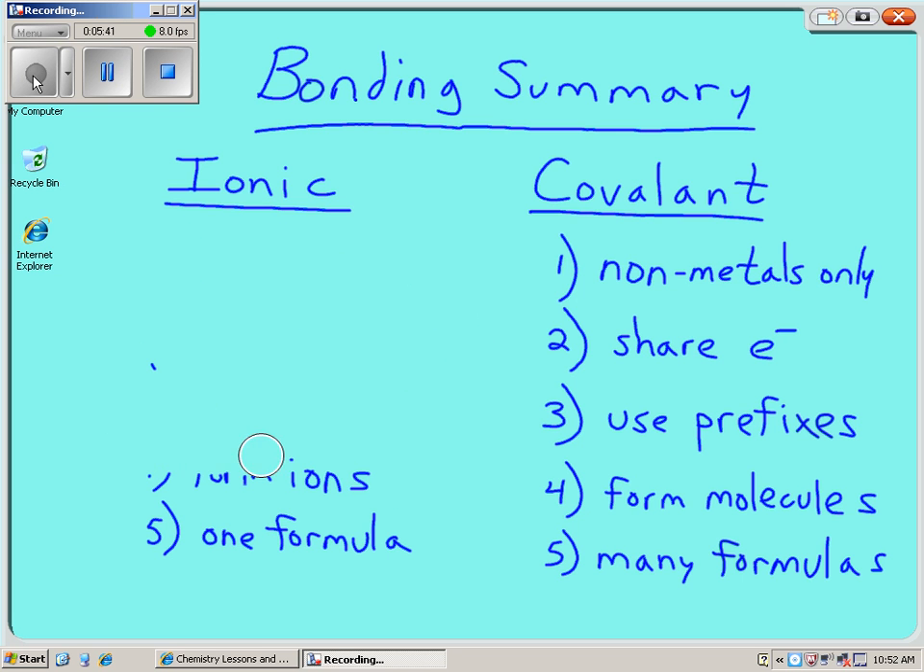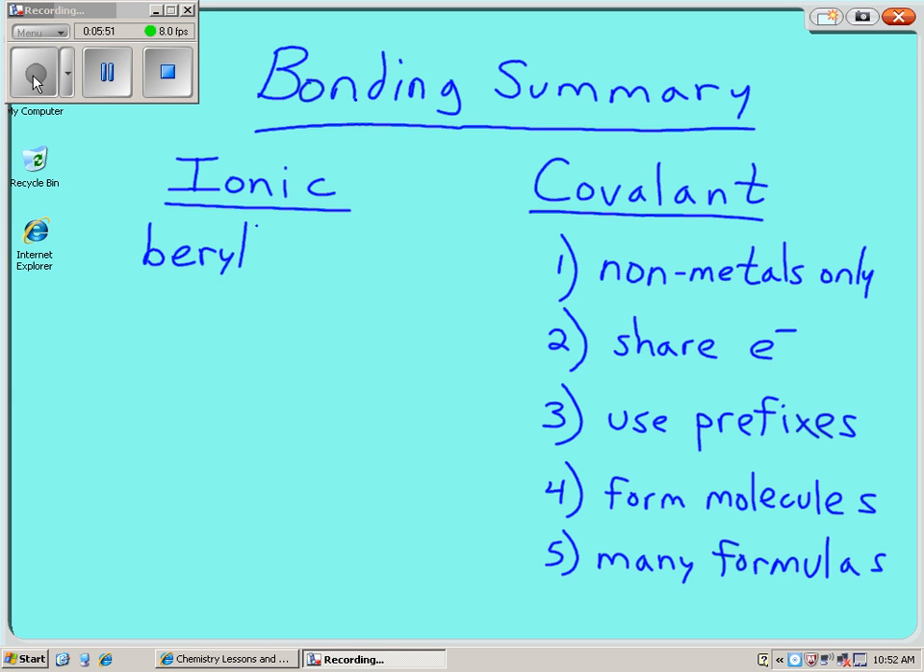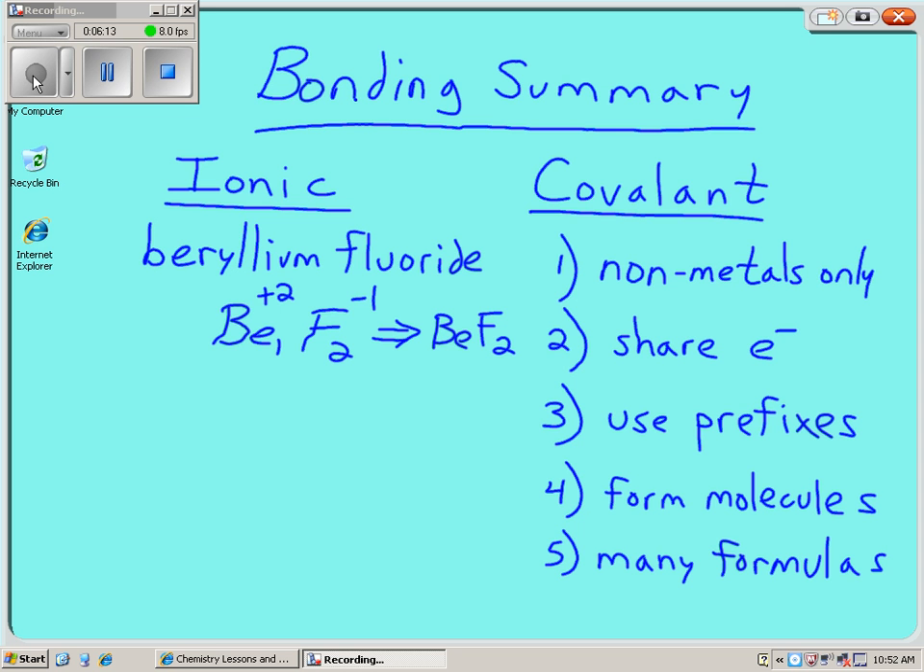an ionic bonding situation, if we had beryllium fluoride. So we have beryllium and fluorine, so it would be beryllium fluoride. And if we figured out the formula for this, we know that Be, being an alkaline earth element, is +2, and fluorine, the halogen, is -1, so +2 and -1, so 1 to 2. And so the formula would be BeF2.